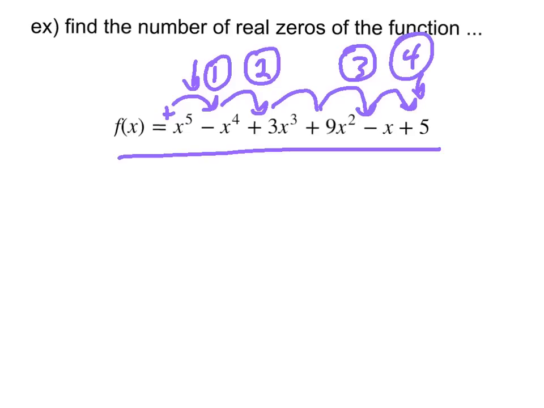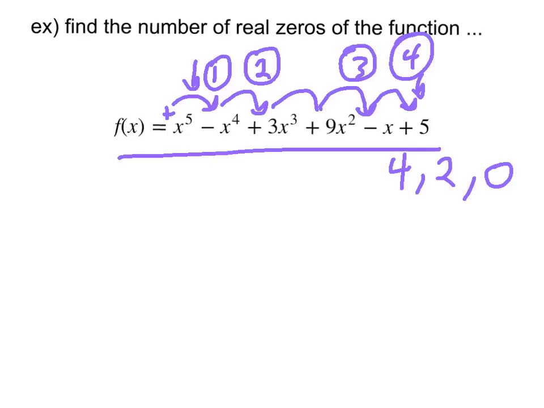The signs have changed 4 times, which means I could tell you with certainty that we are going to have either 4 real positive zeros, or 2 real positive zeros, or 0 real positive zeros. Again, it's the number of sign changes or less than that by 2. I said even number, I should just say 2.